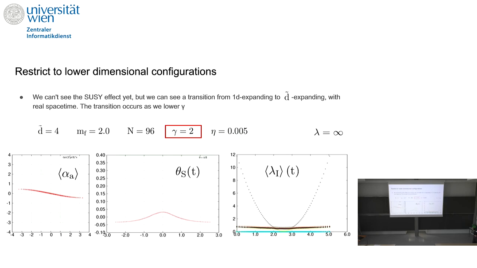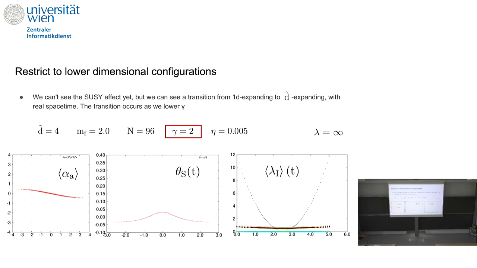So let me stick now to MF equal to 2 and present you some results for n equal to 96. What I will show you now is that as we vary the parameter gamma that controls the strength of the Gaussian quadratic term, as we lower the value of gamma, we will see a transition from the one-dimensional expansion to a d tilde dimensional expansion. Of course, when gamma goes to 0 for finite n, we go back to the Euclidean model. So there is a gamma that if we lower it further, we just obtain the Euclidean model. So I'm not taking gamma very small. I keep it in the range where I can obtain real time and real space.